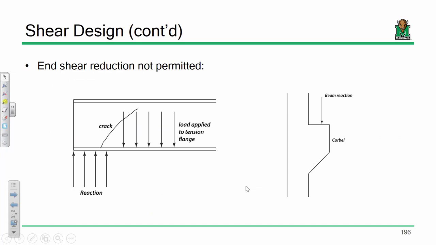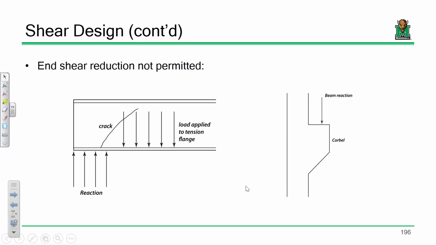Now, there's a couple of cases where you can't go D away from the support. One of them is when you have the load applied directly to the tension flange, although admittedly that's kind of rare. What is not very rare is what's called a corbel. If you just go into any parking garage, you'll see these all over the place. Basically, you'll have the columns that are supporting the beams, and the way that we cast them with this sort of little nub on the outside, and then the beams sit on top of them, and those little nubs that stick out are called corbels.